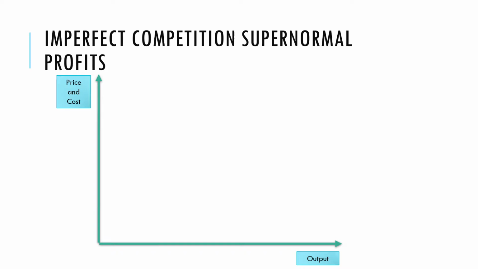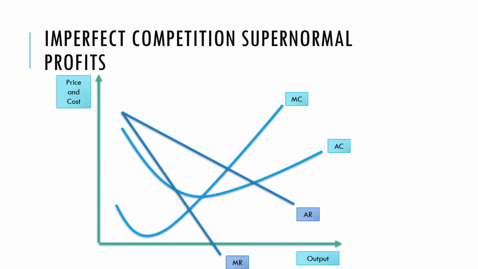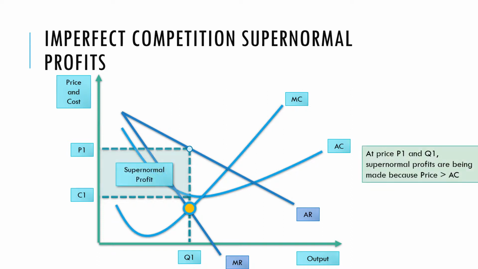If we were to illustrate in the short run a business making supernormal profits, here is our cost base a little bit lower. We add in our demand curve. We know this is our profit maximizing point, and we go up to the average revenue curve to find our price. So we charge a price of P1, and here the average cost of each unit is C1. So the price outweighs the economic cost of each unit, so we're making supernormal profits.